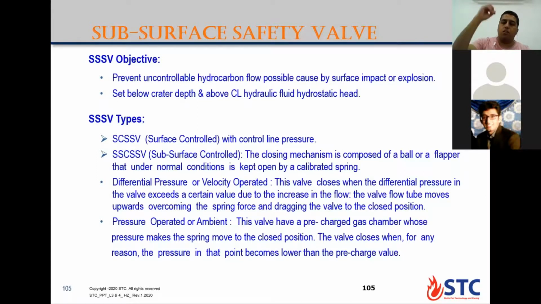So we need to pull the valve by wireline and set the pre-charge value again and run the valve again. The valve closes when, for any reason, the pressure in the pipe becomes lower than the pre-charge value setting at the depth. So with this type, we set the value at the surface according to the design for the flow of the well, differential pressure or ambient pressure, with the pre-charge chamber for gas, especially nitrogen. When this condition changes, that means the valve is closed by itself without control from my side.